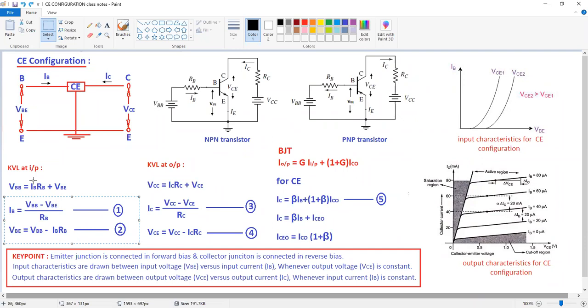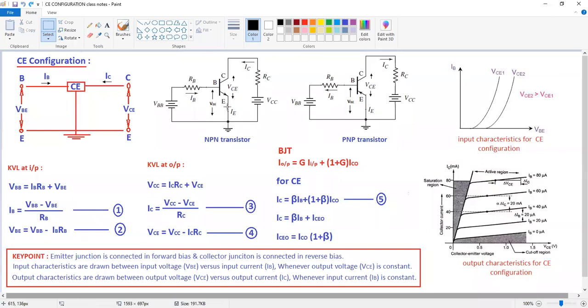Output current is given by VBB minus VBE by RB here. Similarly, input voltage is given by VBB minus IB into RB. So this is our input voltage as well as input current equation. Okay. Now see the output equation.